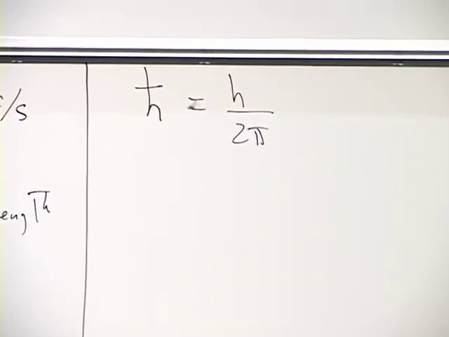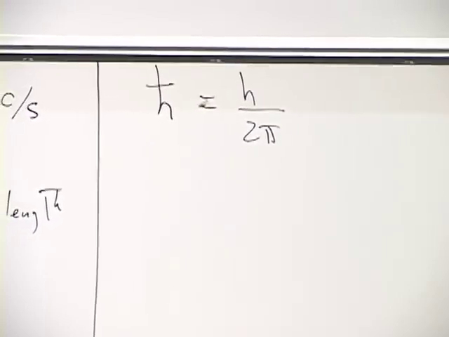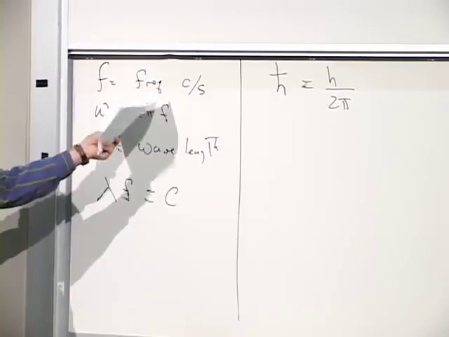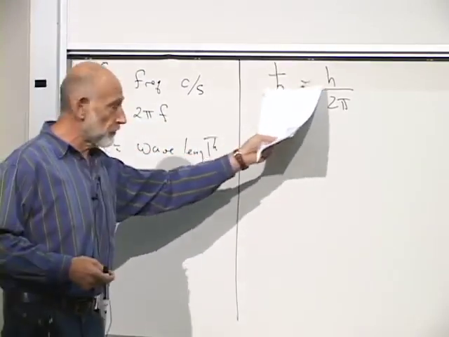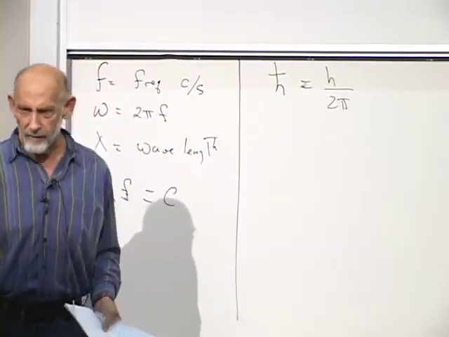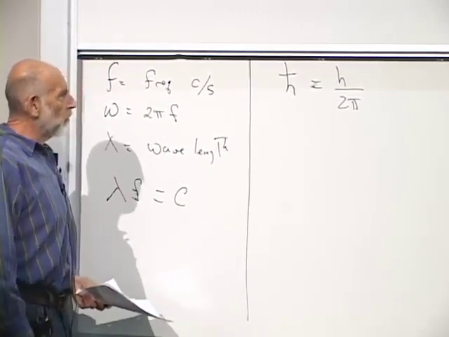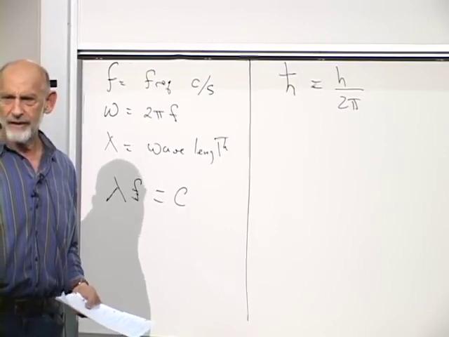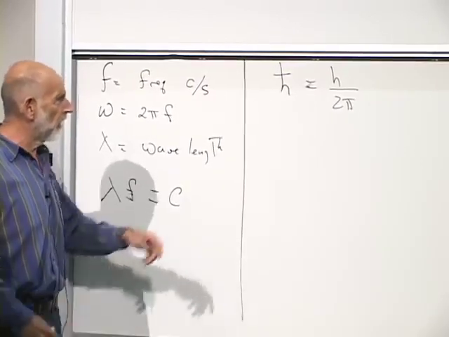That's not an equation, that's just a definition. And what is h? h is a tiny, tiny, tiny number. Anybody remember what it is? 6 times 10 to the minus something. 34 or something? In some units or another.